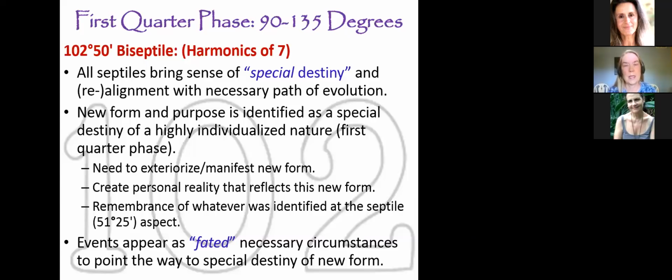Now, this key word of special destiny, this sense that there's something to do and create, what it will also do is it will bring into our life on an individual and a collective level those events that will appear as fated circumstances. In other words, if we have gotten off our path, the biseptile, all of the septiles, will work to realign us with whatever we perceive to be our necessary path.